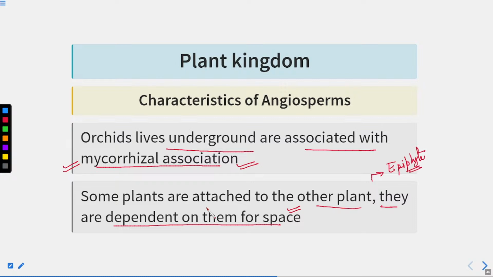So these angiospermic plants grow on other plants just for space. They do not take any nutrition, and they are not even parasitic. They just get attached to the surface of the tree for space. So they are also called space parasites.